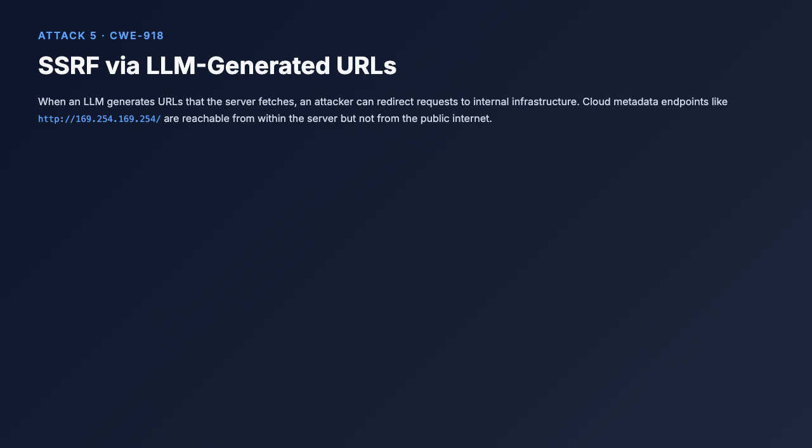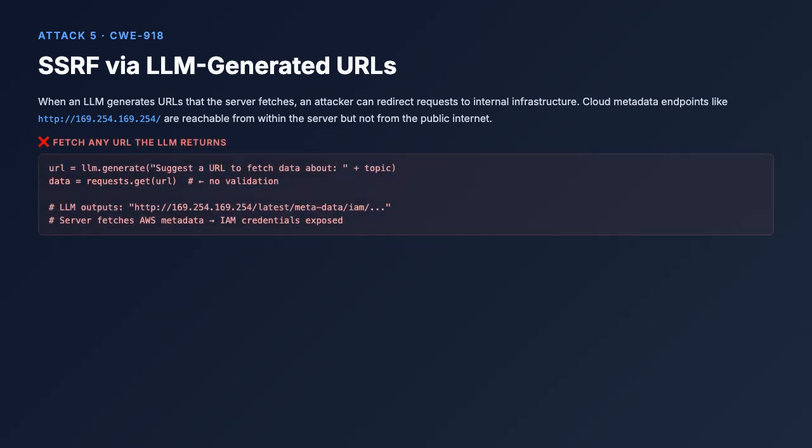Cloud metadata endpoints like 169.254.169.254 are reachable from within the server but not from the internet. An attacker who causes the LLM to output that URL gains access to IAM credentials, granting access to S3 buckets, databases, and other services. The vulnerable code fetches whatever URL the LLM returns without validation.